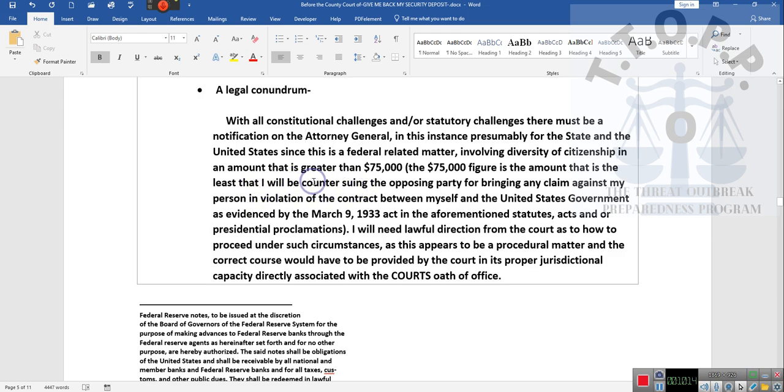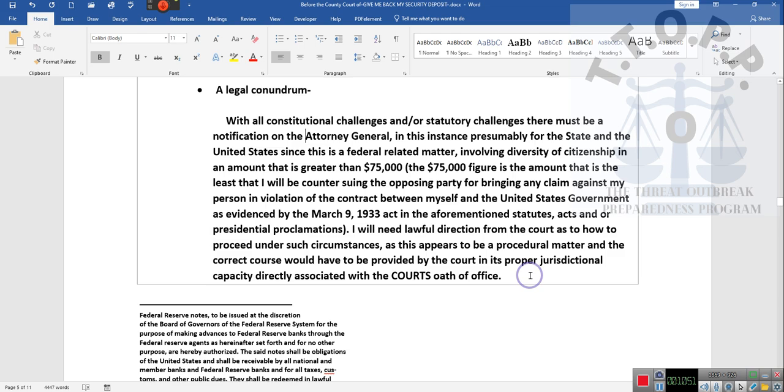I will be countersuing the opposing party for bringing any claim against my person in violation of the contract between myself and the government of the United States, as evidenced by the March 1933 Act and the aforementioned statute, acts, and presidential proclamations. I will need lawful direction from the court as to how to proceed under such circumstances, as this appears to be a procedural matter, and the correct course would have to be provided by the court in its proper jurisdictional capacity directly associated with the court's oath of office.